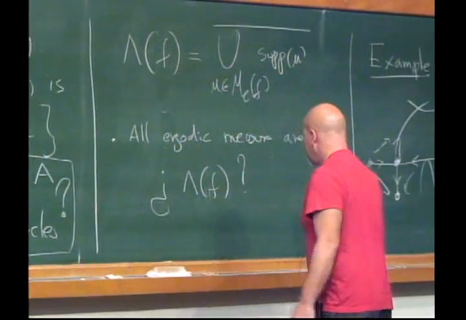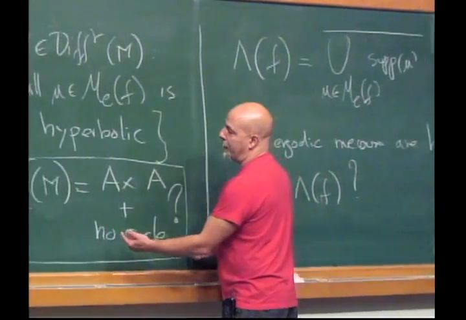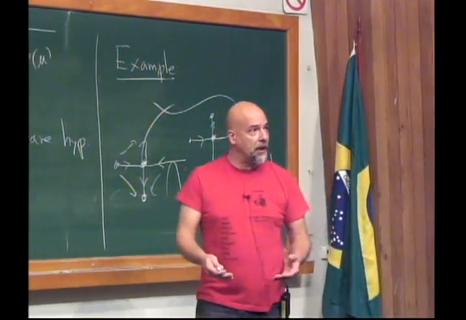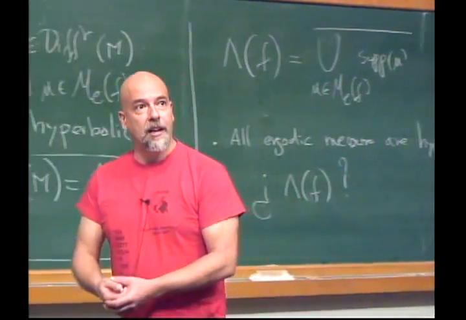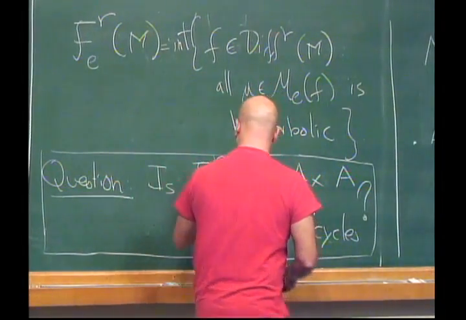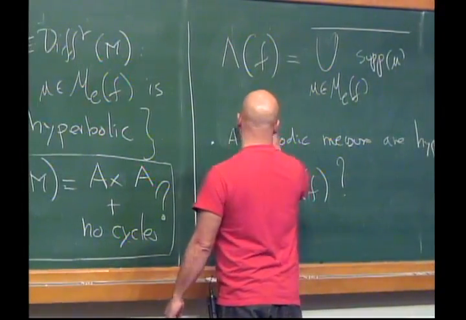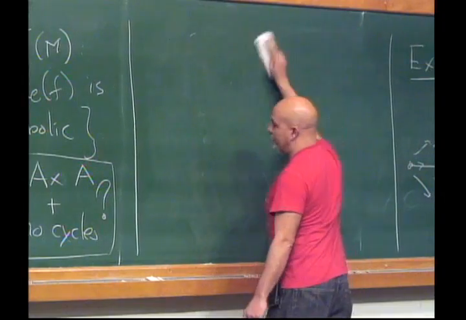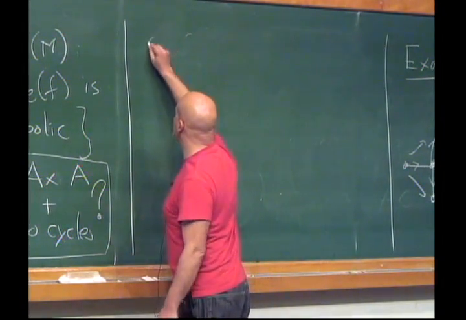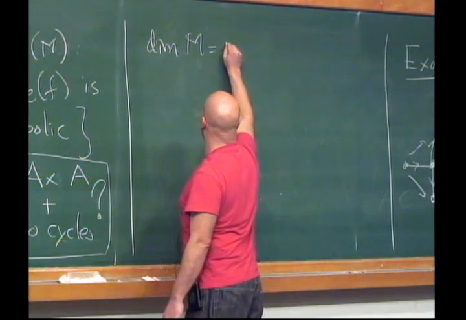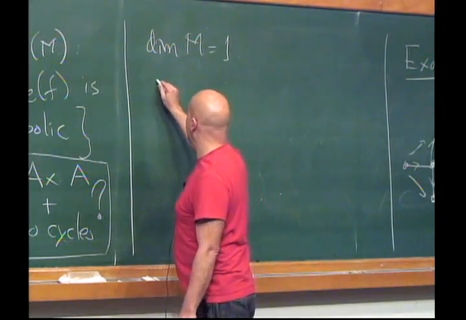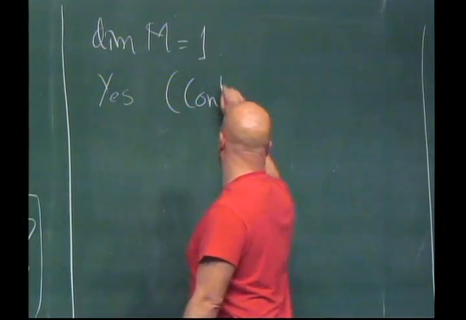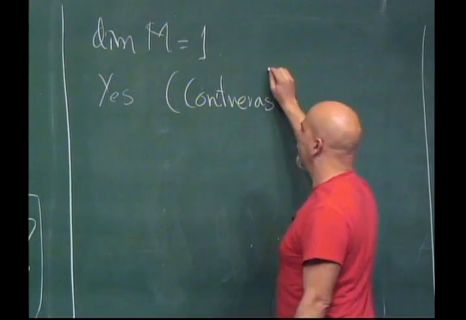If the C^r closing lemma holds, the answer is yes. But the thing is that in this question, it's not only that F has all ergodic measures hyperbolic, but any C^r perturbation of it has all the ergodic measures hyperbolic. So indeed, for one-dimensional maps, it's known. The answer is yes. This is something that Contreras did a long time ago.